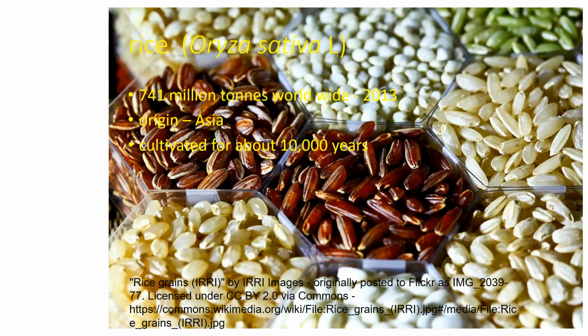Rice is the number 2 grain in the world. There were 741 million tons of it produced worldwide. Rice has its origin in Asia, and it's been cultivated for about 10,000 years.